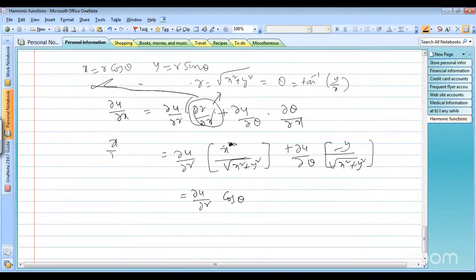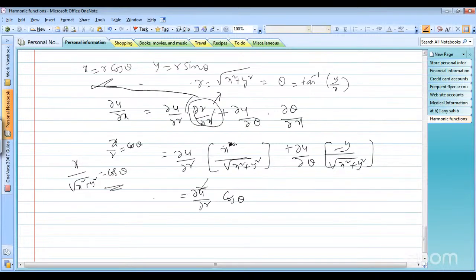x by r is equal to cos theta. So what is the r value here? r is equal to under root of x square plus y square. So x by under root of x square plus y square is equal to x by r, therefore what we are writing here is cos theta.